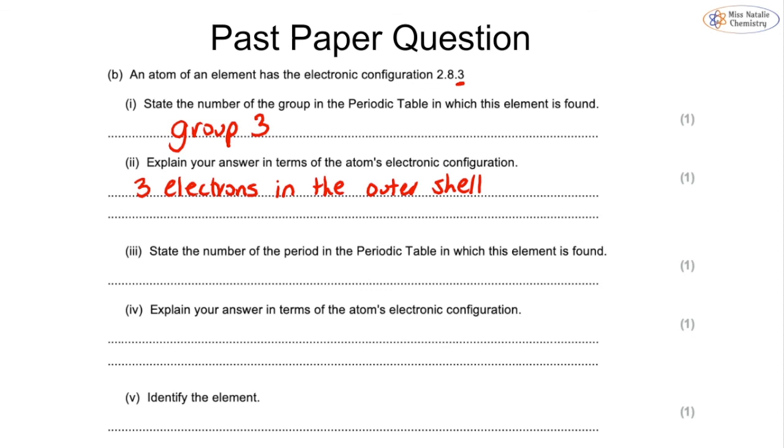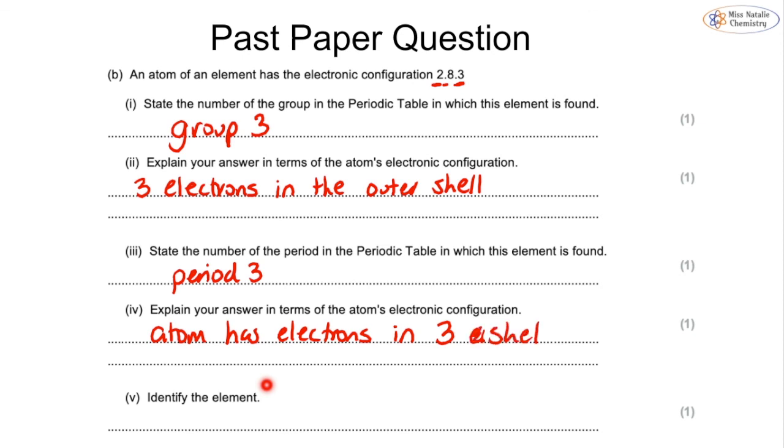Then we want to state the period. So now we look at how many numbers there are. Well, there's 1, 2, 3. So this is going to be in period 3. Again, explain your answer in terms of the electronic configuration. Well, the atom has electrons in 3 shells. The fact that it has 3 shells filled means it must be in period 3.